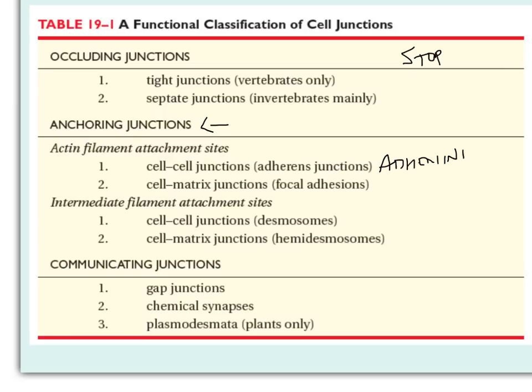I can't write very well with this. And the cell to extracellular matrix was the focal adhesion. The two that were intermediate filaments, cell to cell, was a desmosome and hemidesmosome. Did I even talk about hemidesmosomes? No. Because you're already on overload. So I'm trying to minimize what you have to do here. And then the last one that we're going to talk about are the communicating junctions.